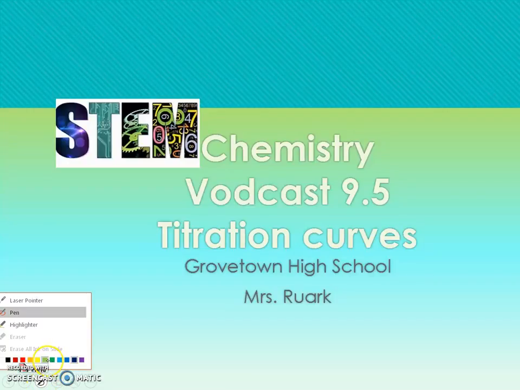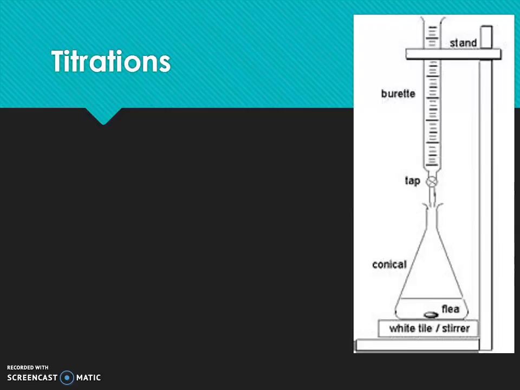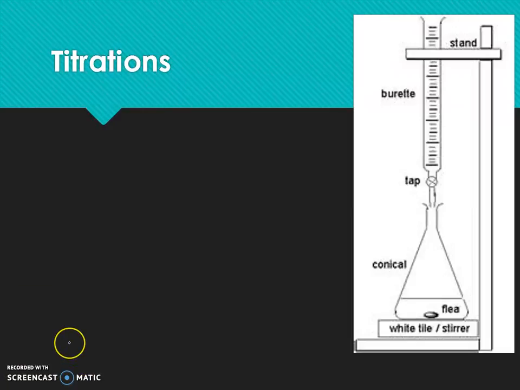This is Vodcast 9.5, and we're going to be talking about titrations and titration curves. Just to recap from 9.1, what is a titration? Well, titration is a process or a method that neutralizes an acid or neutralizes a base. And you can use that titration and the information you get from it to help you determine the concentration of an unknown acid or base.